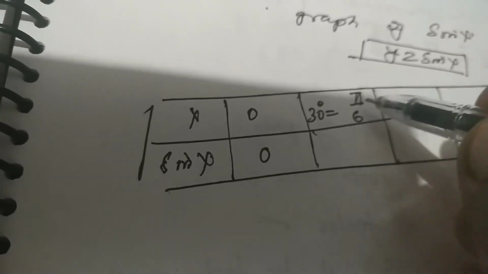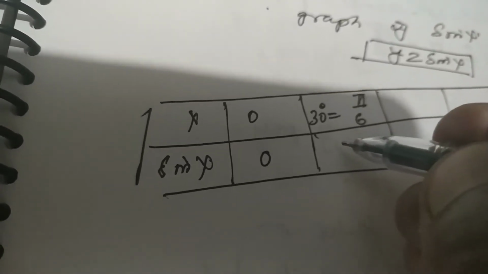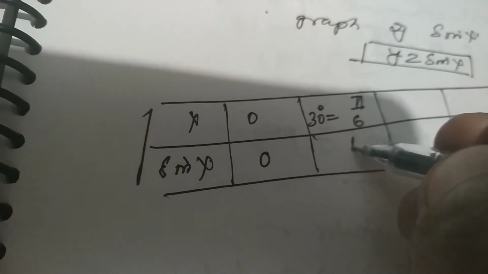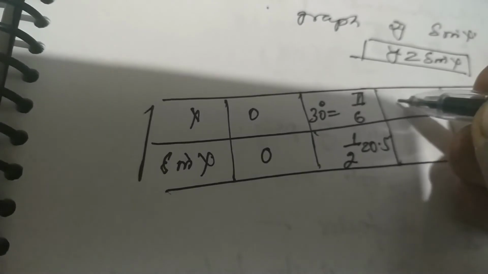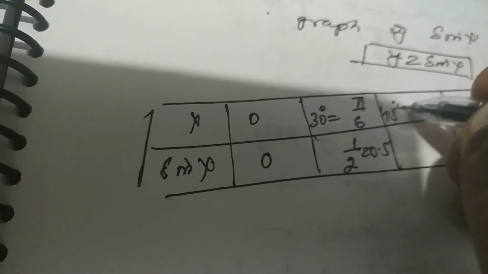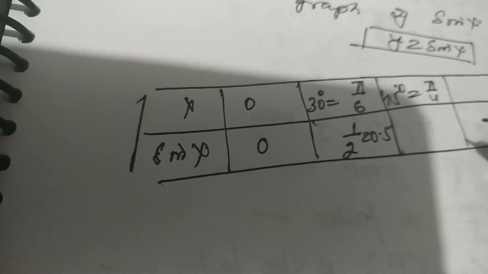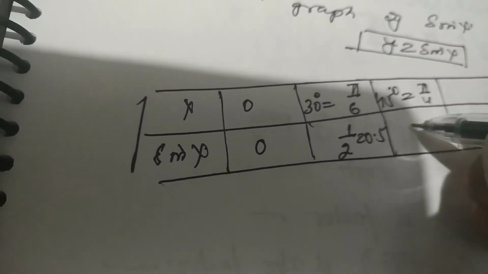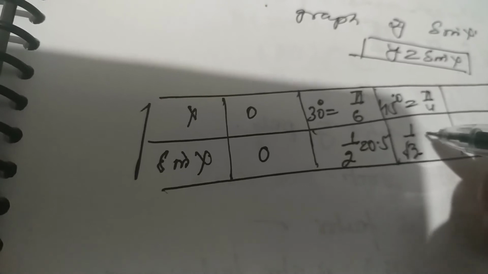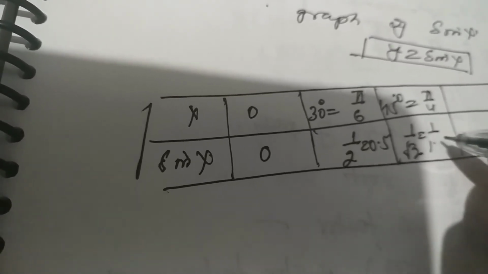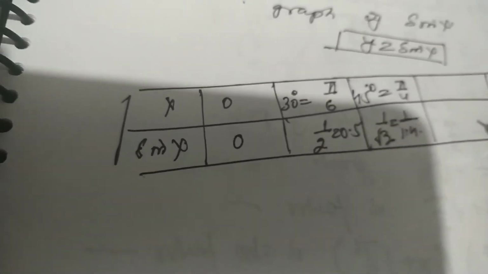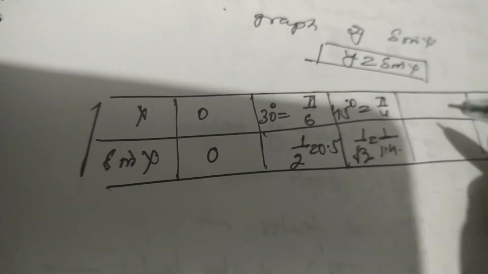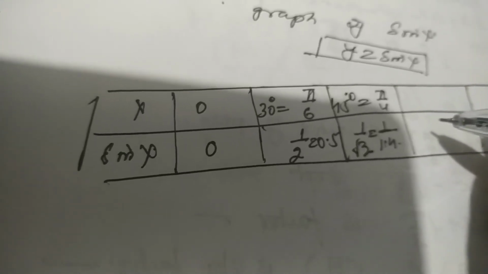That's why we need the radian value for real numbers. We know that sin 30 degrees is 1 by 2, which is equal to 0.5. Next, 45 degrees is equal to π by 4, and the value is 1 by root 2, which is 1 upon 1.4 approximately, and that is greater than 0.5.